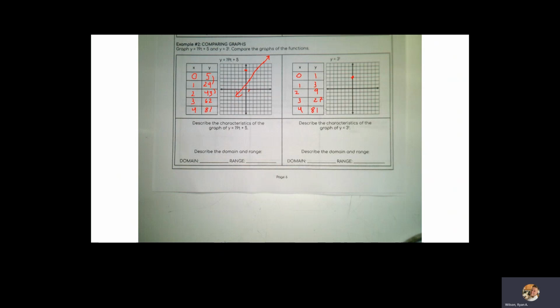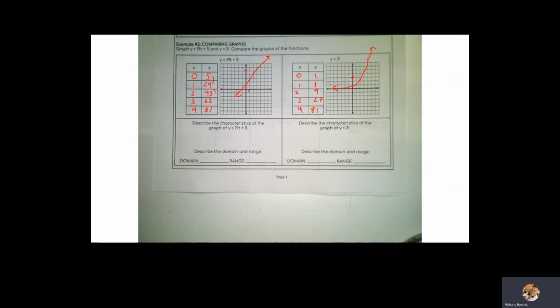So 0, 1. These are going to be really, really rough. 1, 3, 2, 9, 3, 27, 4, 81. Okay. Those are the two different types of graphs.